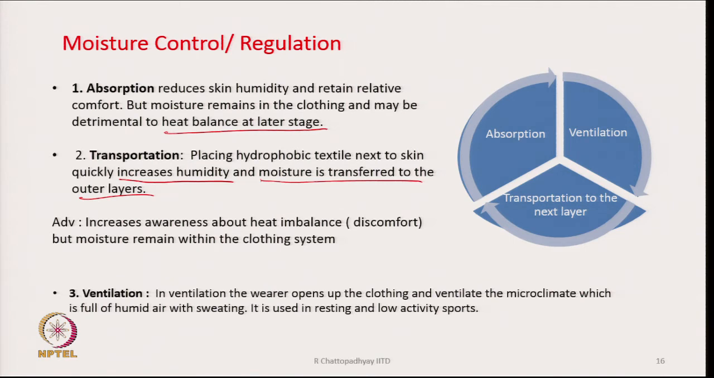And the other thing that is possible for control is ventilation, that is, ventilation will be there in the garment design part of it. So, now the garment design becomes important, that we must have ventilation. So, the wearer opens the clothing and ventilates the microclimate, which is full of humid air and sweating. It is used in resting and low activity sports. So, here the garment is designed, not the fabric, in such a way that we have many vents. So, there are many cuts here and there.